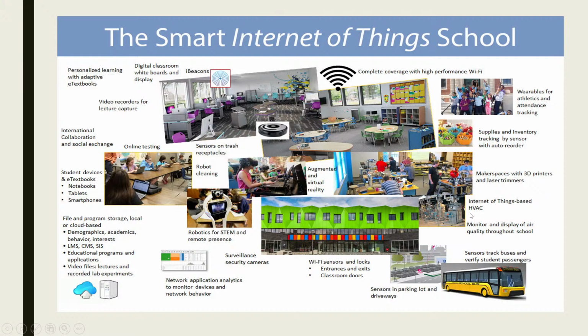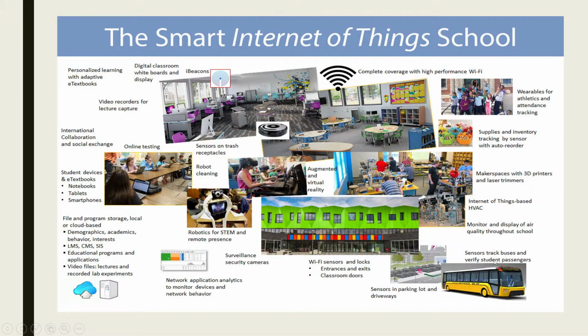That can be automated. So why do we need internet for that? Because we can use weather predictions. Based on the weather prediction and also the current data, the whole heating, ventilation and air cooling system can work much more efficiently. It will consume less power because of that. Monitor and display of air quality throughout the school.